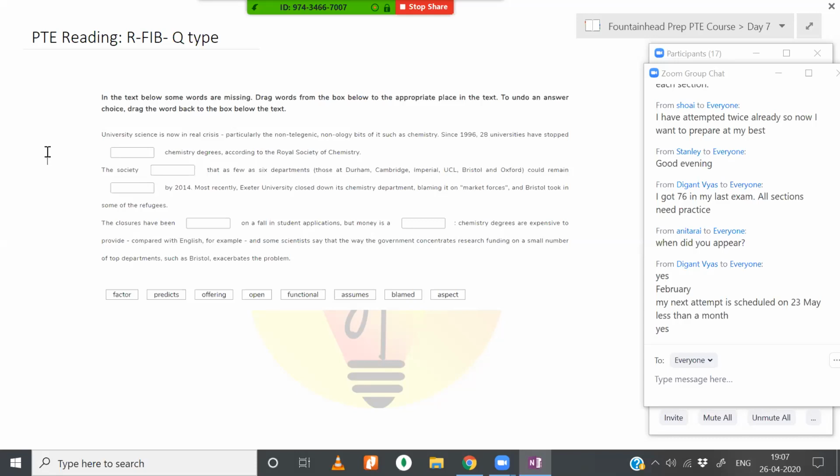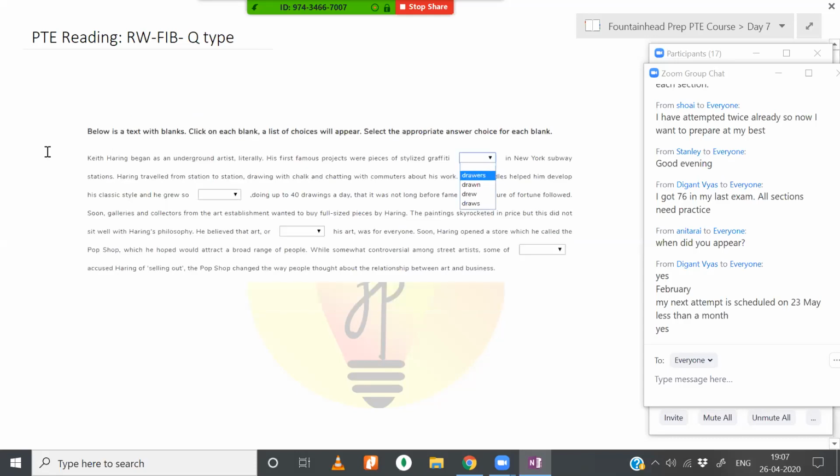section. You have another fill in the blanks question type, which is known as reading and writing fill in the blanks. So here also you will get a text with a lot of blanks, and for each of the blanks you will have about 4 options. This is also known as a drop down question type. So for each blank you will have 4 options and you have to choose the correct one.